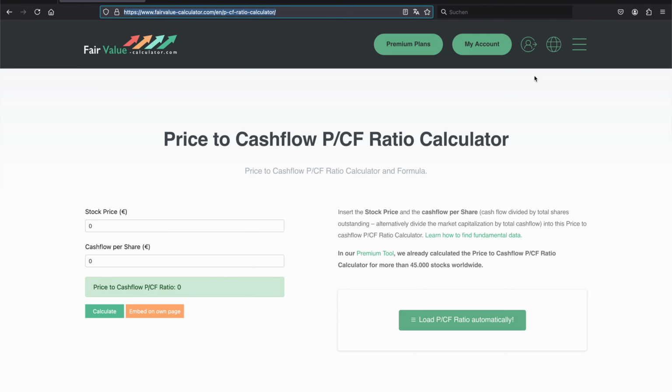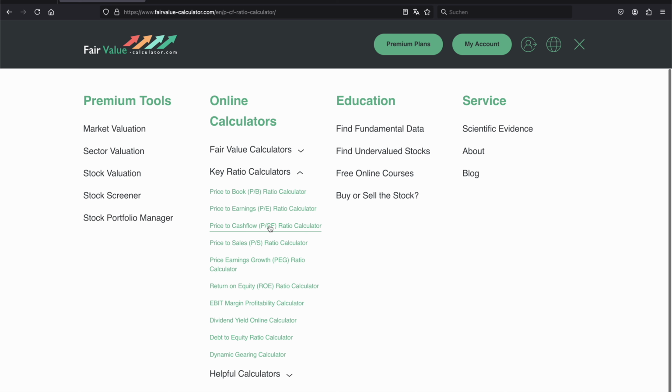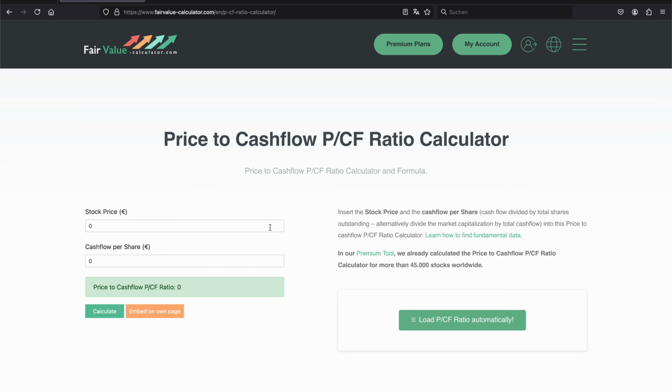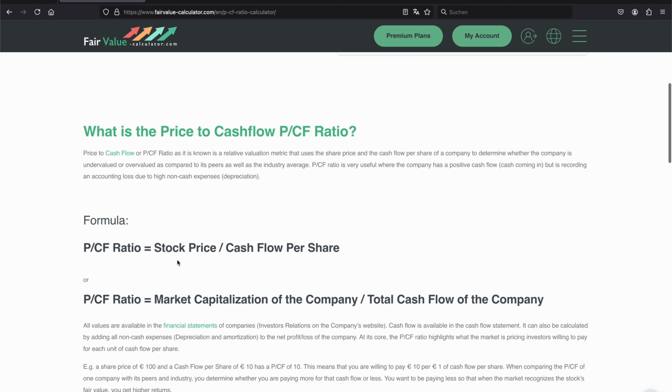The price-to-cash flow ratio, PCF ratio, is a vital financial metric used to assess a company's valuation by comparing its market price to its operating cash flow per share. It is calculated by dividing the market price per share by the cash flow per share. The market price per share represents the current trading price of the stock, while the cash flow per share measures the actual cash generated by the company's operations, divided by the number of outstanding shares.